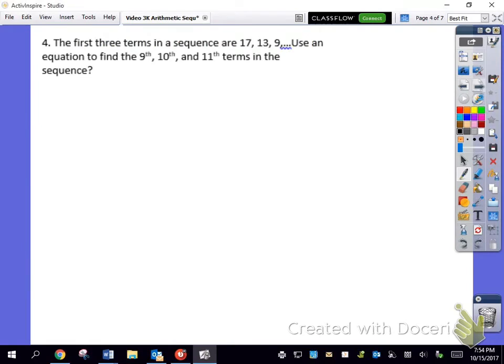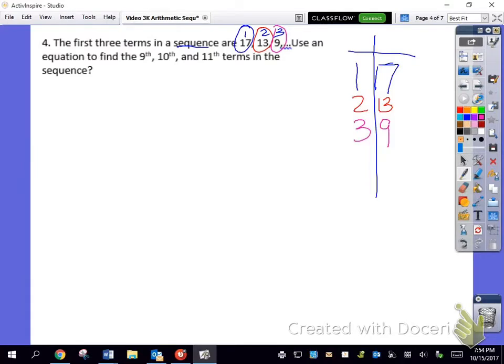On number 4, again, you've got a sequence. So 1, 2, 3. Make sure you set up your table. 1 with 17 goes together. 2 with 13. And then you've got 3 with 9. Now this time it says, use an equation to find the 9th, 10th, and 11th term. So I have to keep going. 4, 5, 6, 7, 8, 9, 10, 11. I have to keep going to get all those terms. So I need to see what happens.